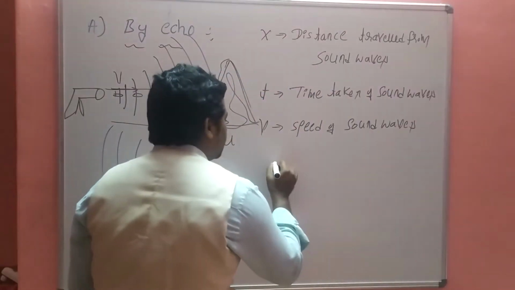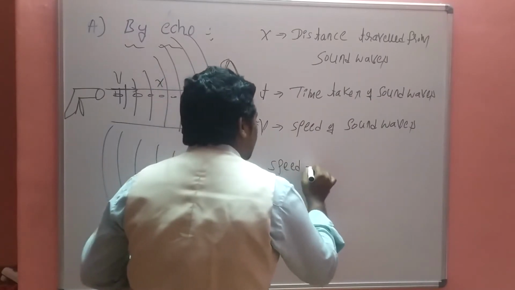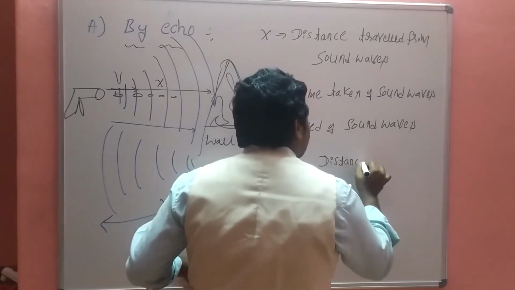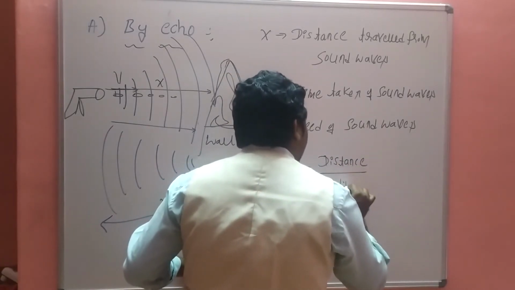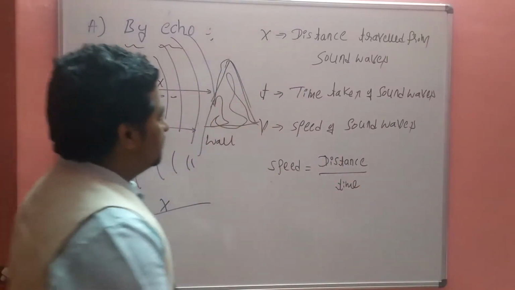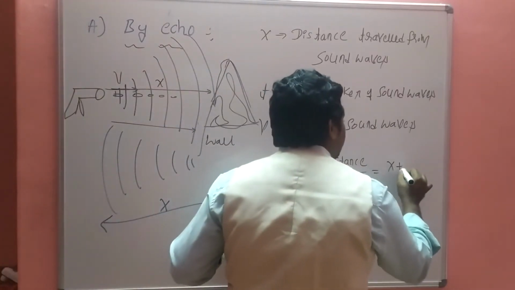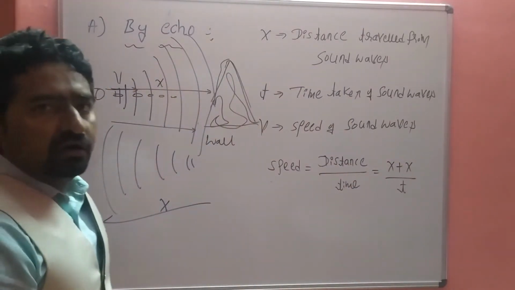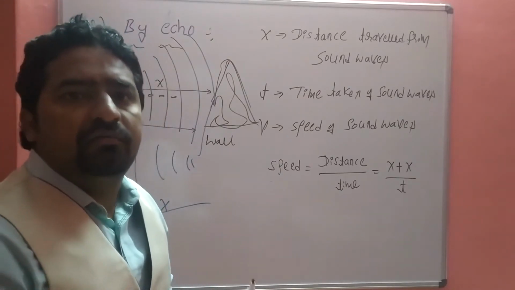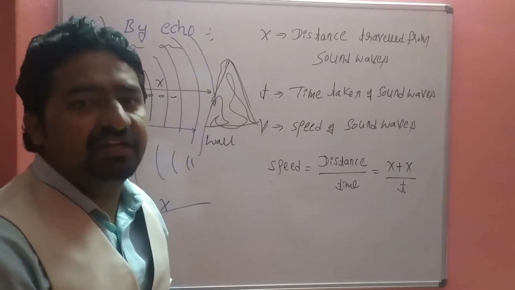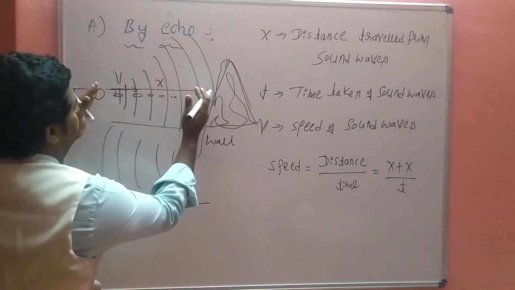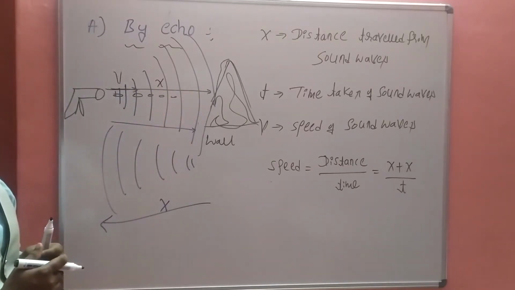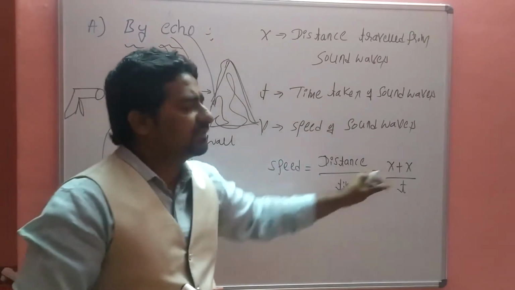So we know the simple formula: speed is equal to distance divided by time taken. So distance is how much? Distance is x plus x, divided by time t. Our aim is to find the length. How much length is there from the gun to the rigid wall? You have to find out x.